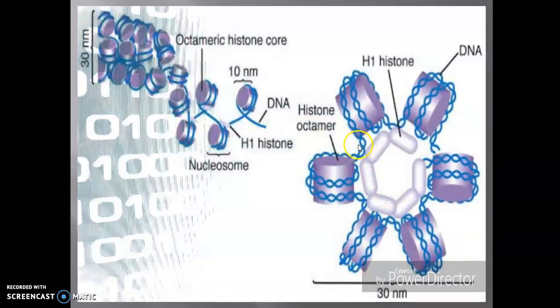Now you can see that there are 6 turns of histone. This is the 10 nanometer, and this is the 30 nanometer. So how is the 30 nanometer present? You can see here the 6 turns: 1, 2, 3, 4, 5, and 6. These are the 6 turns of the nucleosome that form the 30 nanometer.